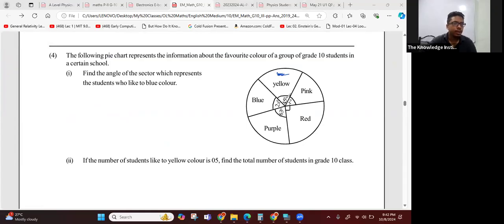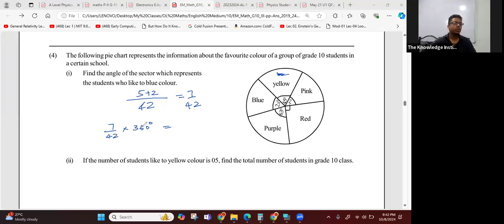Yellow, earlier there were 5 students who liked the yellow color, but now there will be 2 more. So 5 plus 2 is 7. Now the total number of students will be 40. So that is 7 out of 40. Since we want to find the angle, we can write 7 out of 40 of 360.